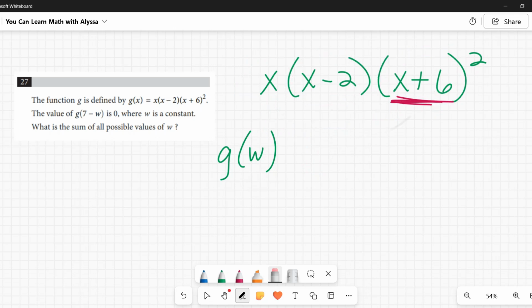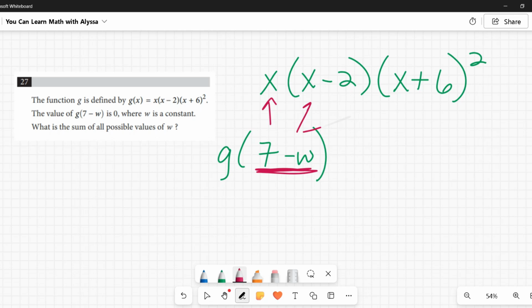We're saying it's not just w that when you plug in, it gets 0. It's 7 minus w. When I plug it in, I get 0. This still represents just a number because w is a constant. It's a number. So 7 minus a number is going to be just another number. So when I take this whole number represented by 7 minus w, and I plug it in wherever there's an x, it's going to equal 0. So one of these locations has to equal 0.